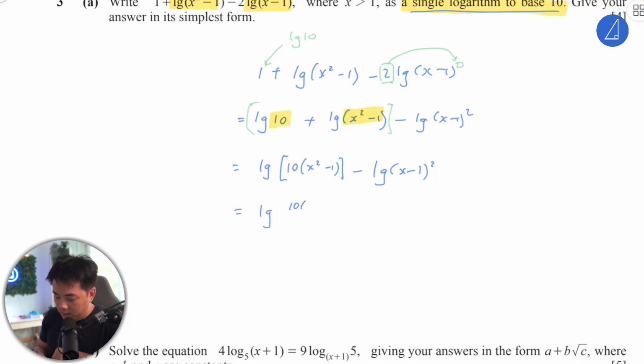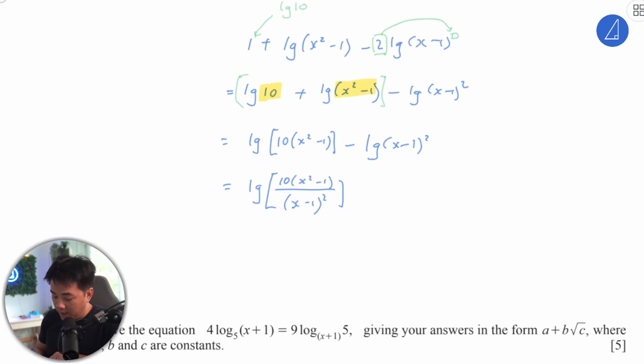So lg (x squared minus 1) over (x minus 1) squared. Okay, that's it. You want it in simplest form, but don't forget that the top is a difference of squares. What we can do is write x minus 1 times x plus 1, because a squared minus b squared is equal to a minus b multiplied by a plus b. This is 1 squared, right? So that's the tricky part there, because you want the simplest form.